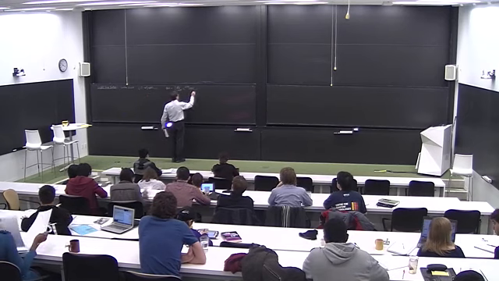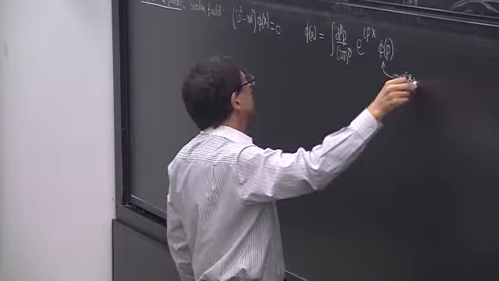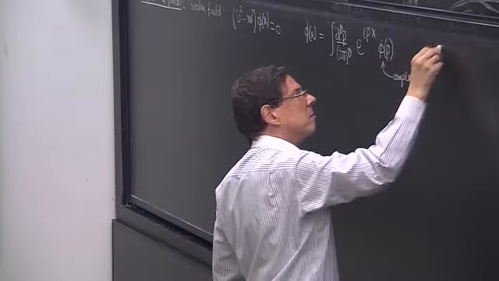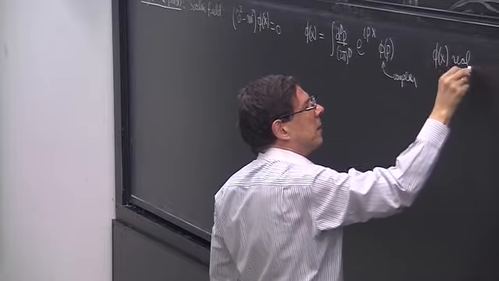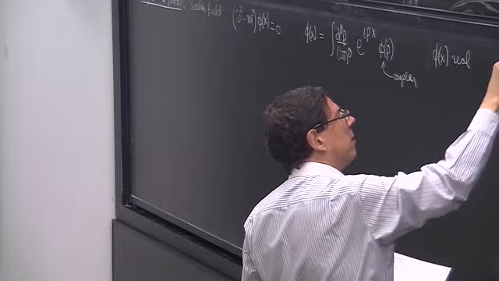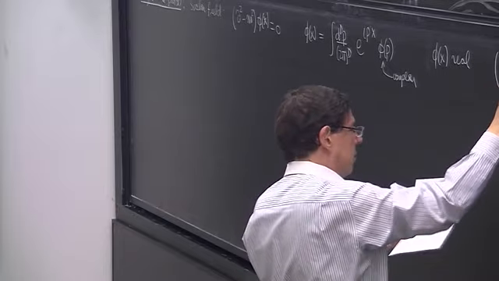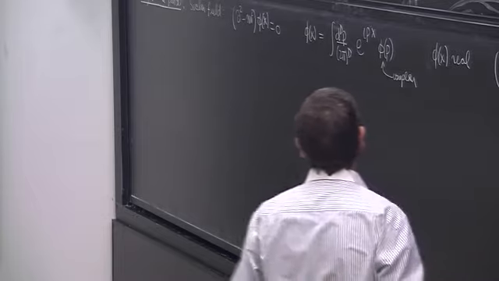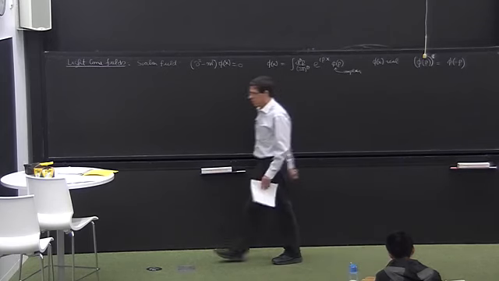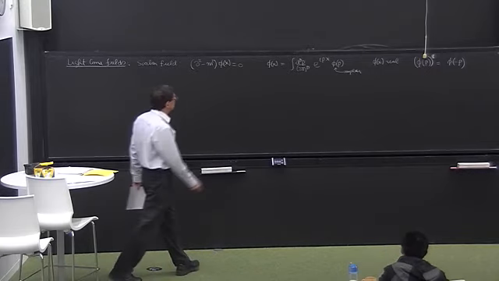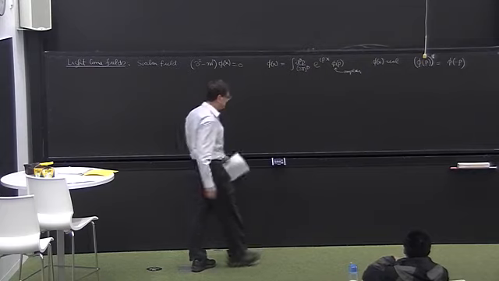This object is in general complex, and the reality condition, φ real, implies that φ(p)*, the complex conjugate of φ(p), is equal to φ(−p). That's something you prove with the definition of the Fourier transform. So the condition that this is real implies something for φ.